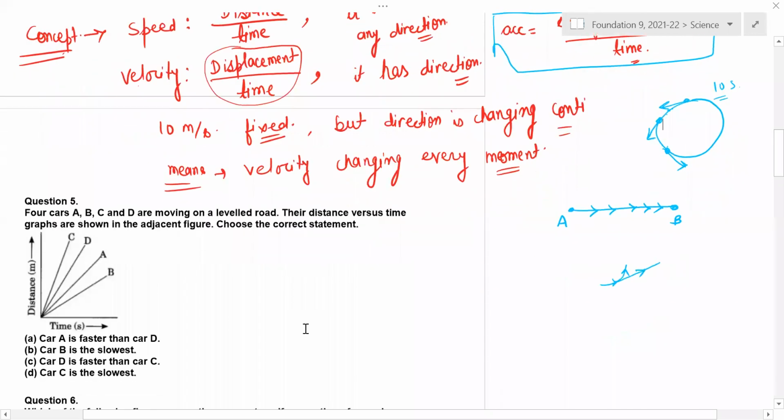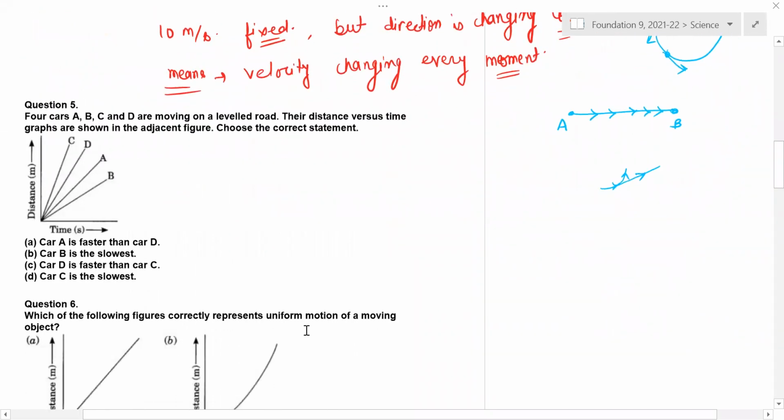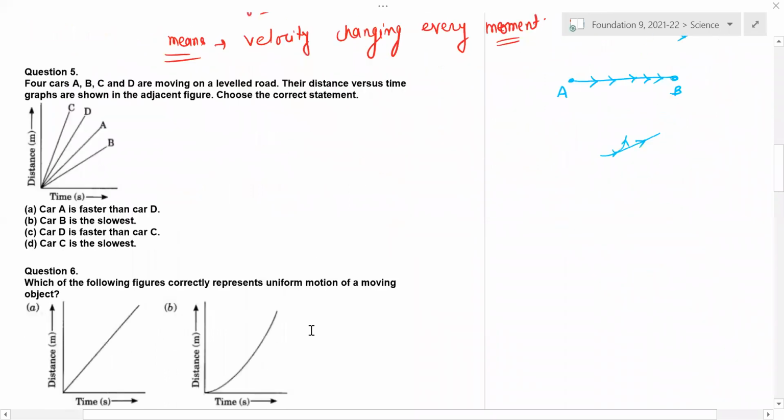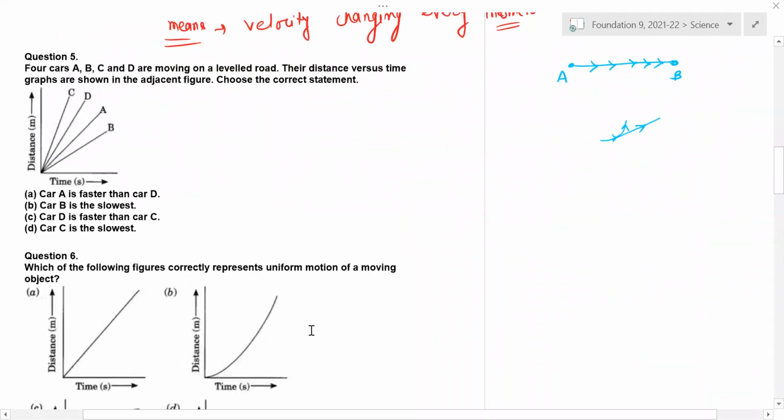Question number 5. Car B is the slowest. Sorry, car B is the slowest. I'm not getting it. One by one, please speak. The answer is B. The answer is car B is the slowest out of all of them. It's okay, no problem. Anyone who has not understood question number 5? So that I will explain to the respective person.